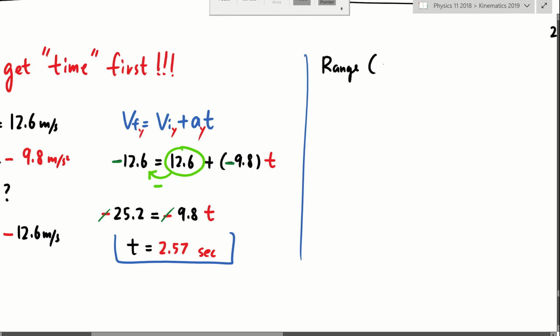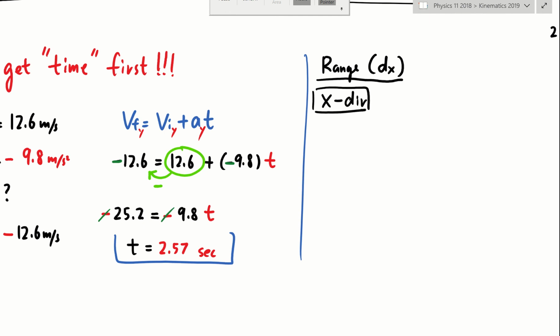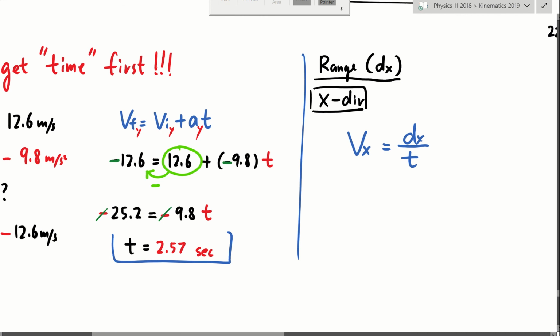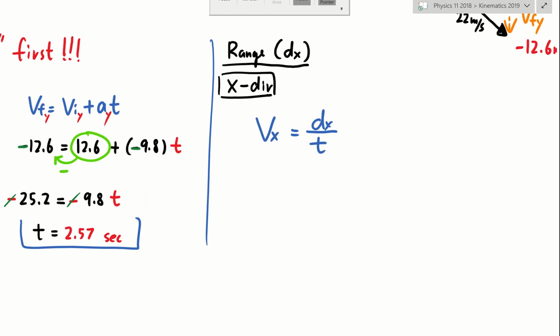Now we move back. We're going to travel to the other universe. We're going to travel to the X world, right? The horizontal world. So in the X world, only one equation is allowed. And it will be the same one like the last question. So we need Vx and dx. Dx, so it's the range that we want to get.